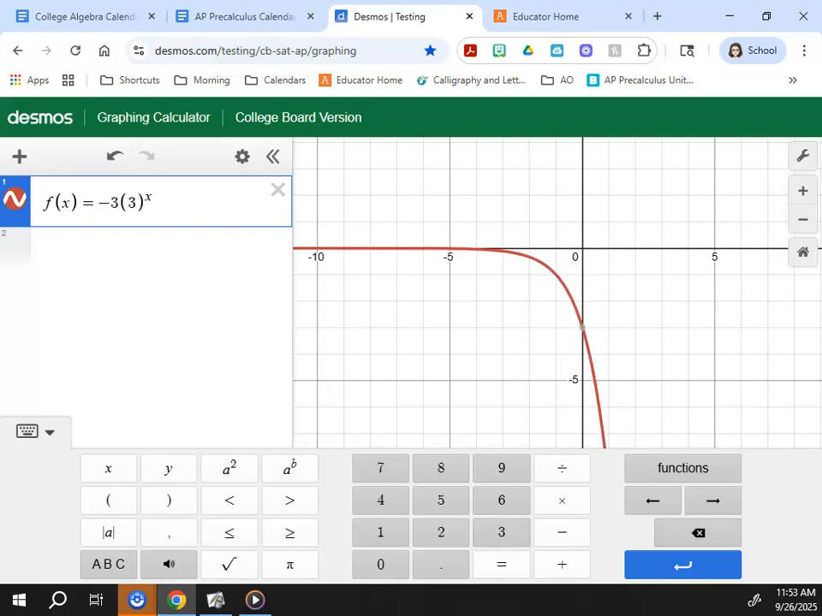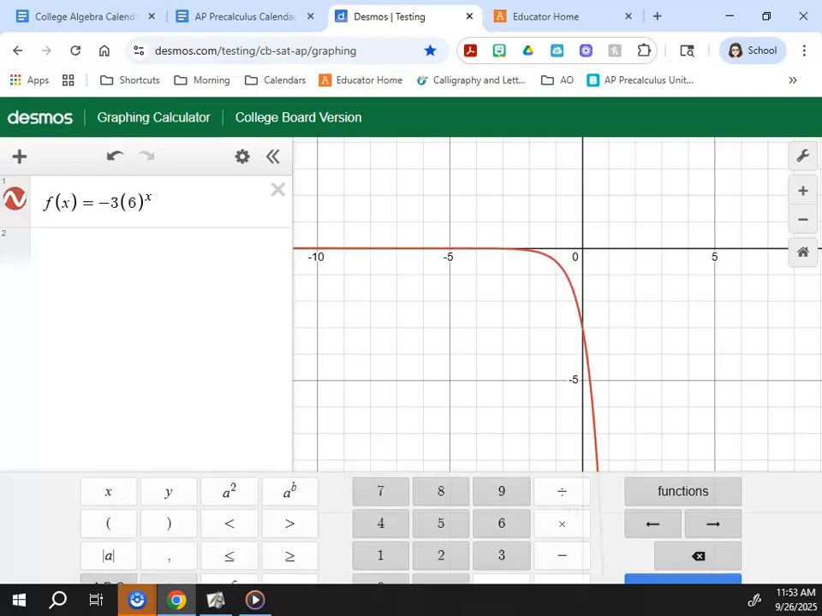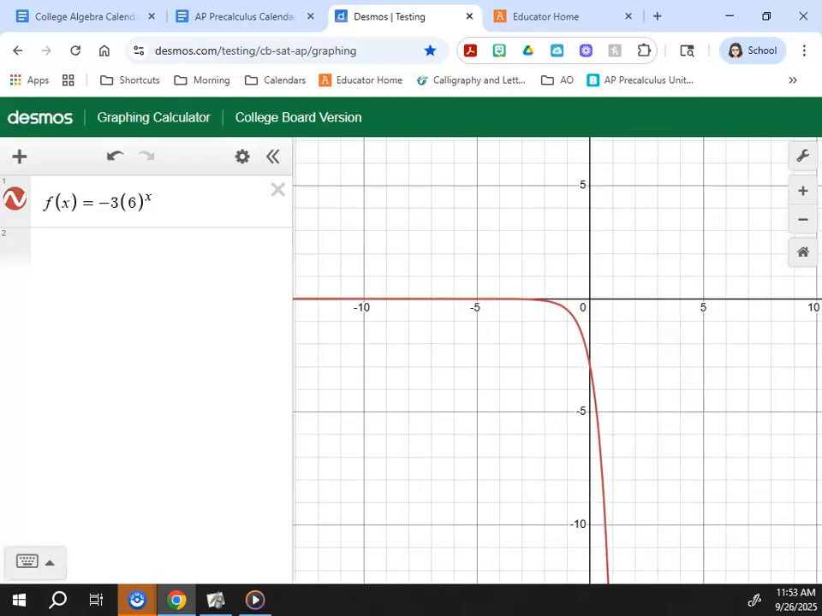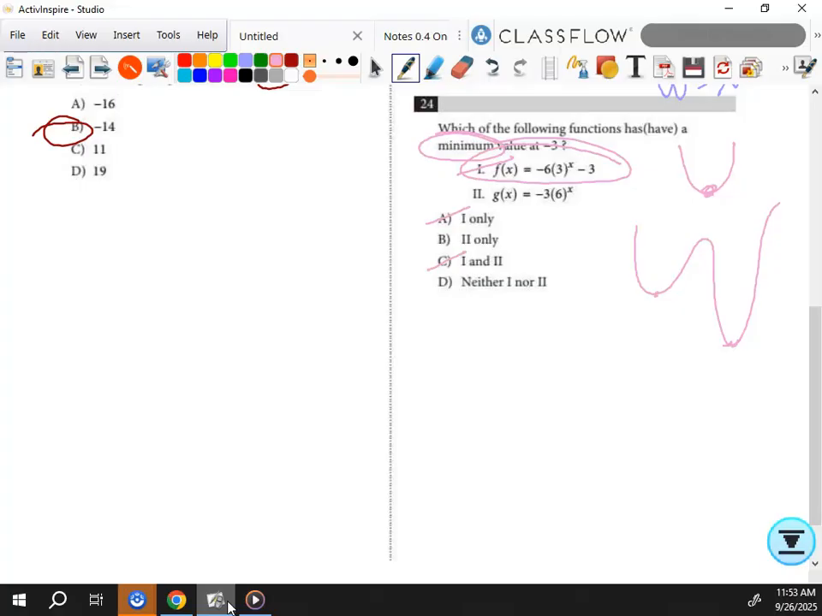Change that to 3. Change that to 6. Do I have a minimum value at negative 3? No. This doesn't have a minimum value at all. It also doesn't have a maximum value, because that's it. We have an asymptote and then we go down here. It's neither one of them. It's D. Okay. Minimum would be like these. Okay.